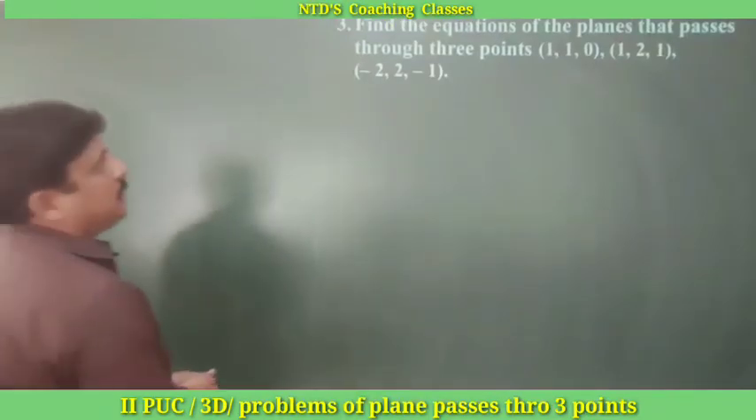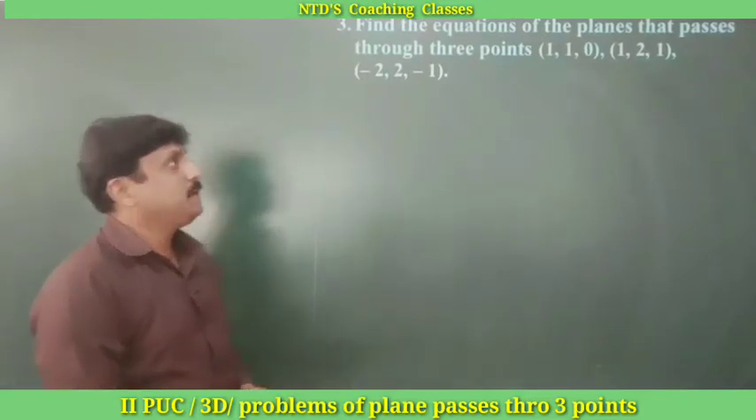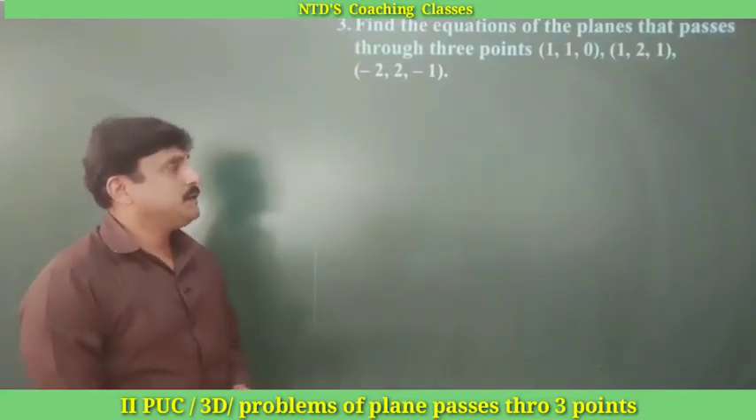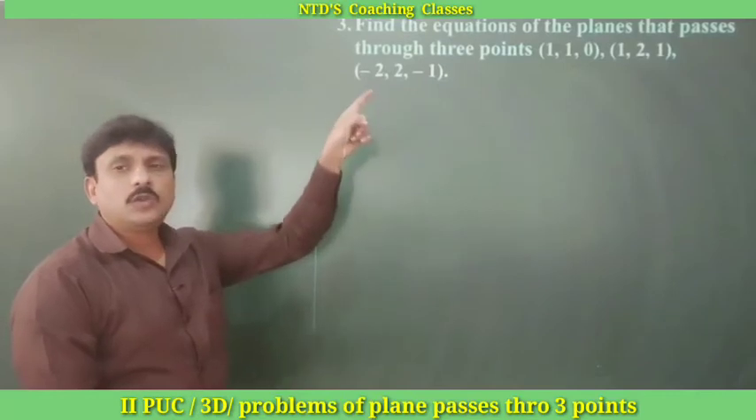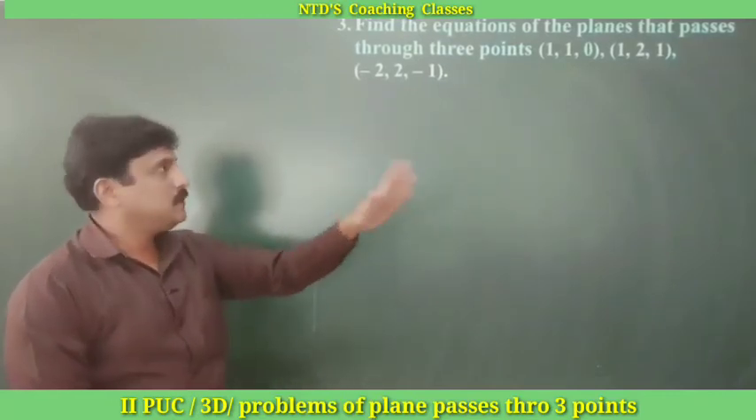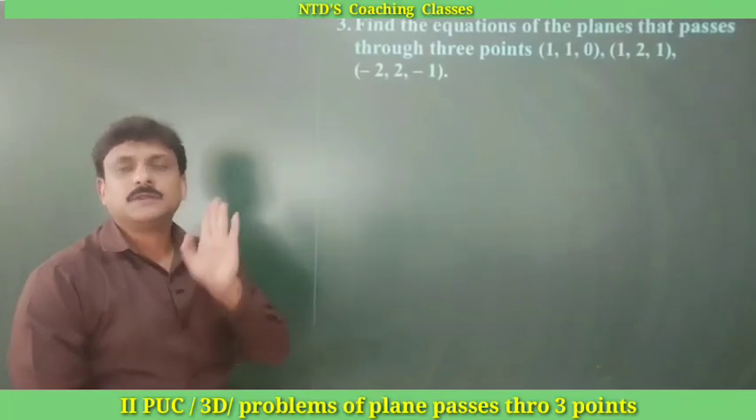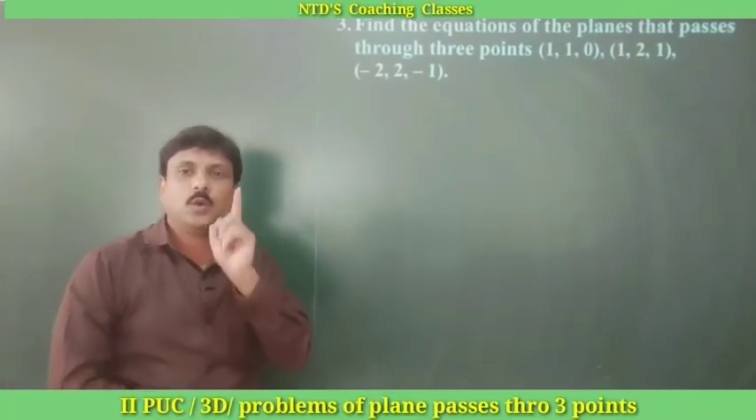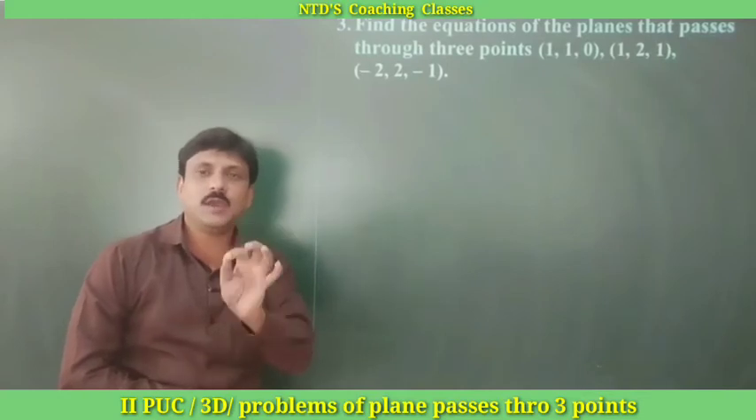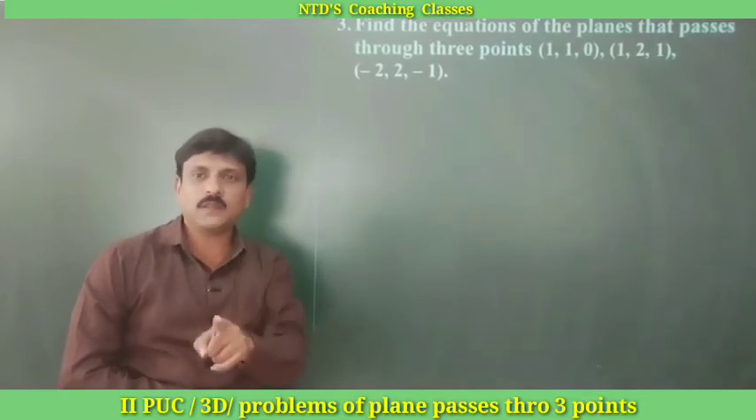Next, question number 3. Find the equations of plane that passes through 3 points. The given 3 points, we have to calculate the equation of plane, which means we have to calculate both vector and Cartesian. Same as previous one, do it yourself.